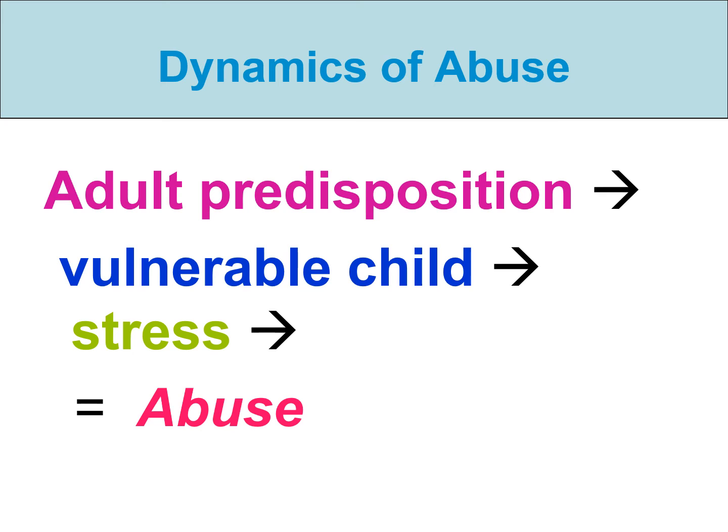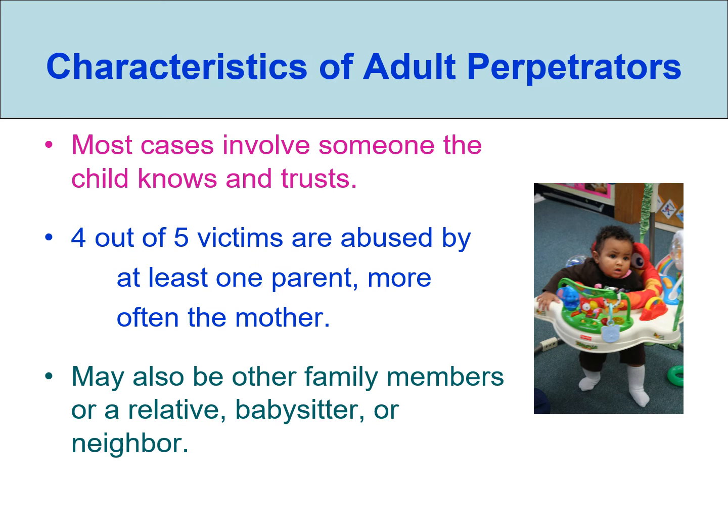So if we were to depict pictorially the dynamics of abuse, we start with an adult's predisposition, move to a vulnerable child, and add stress, and this could lead to abuse. So, some characteristics of adult perpetrators of child abuse and neglect. Most cases involve someone the child knows and trusts. 4 out of 5 victims are abused by at least one parent, more often the mother. They may also be other family members or a relative, babysitter, or neighbor.